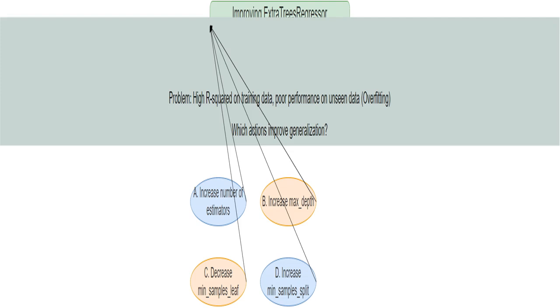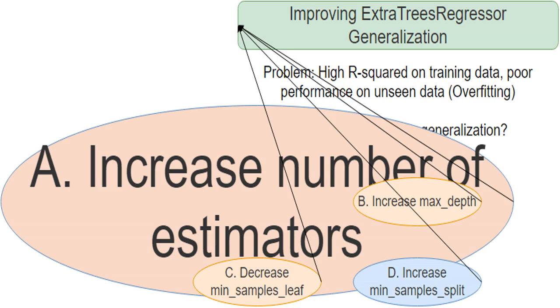I want you to select the actions that can improve model performance on data the model hasn't seen before. We're looking for ways to improve the model's ability to generalize. Increasing the number of trees in the ExtraTreesRegressor ensemble improves the model's stability and reduces overfitting. Think of it like this. Each tree is a single vote.